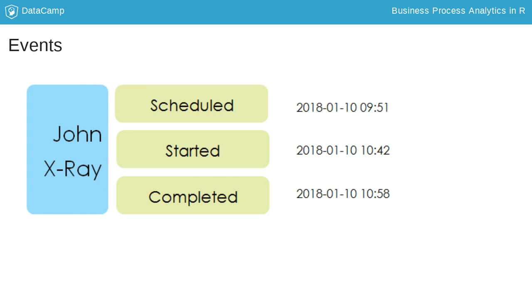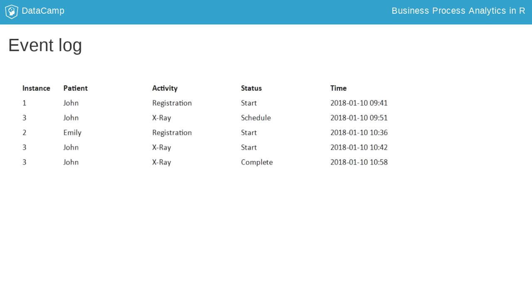The type of event, schedule, start, complete, is called the lifecycle status. In reality, there can be many different statuses: assign, schedule, start, suspend, resume, abort. For simplicity, we will only use the most common ones in this course: start and complete. A logbook of events is called an event log. For our current example, the event log looks as shown here. There are two registration instances, for which only a start event is recorded, the arrival of the patient, and there is one X-ray instance, which consists of 3 events.